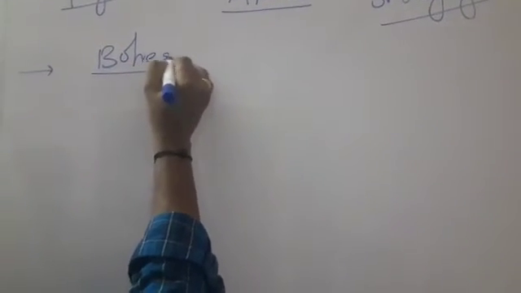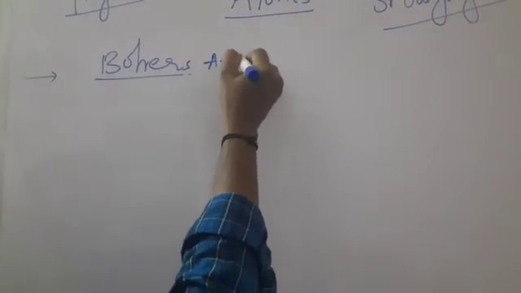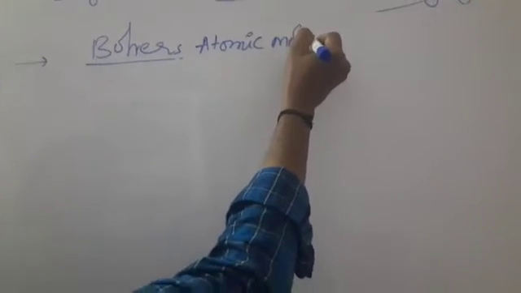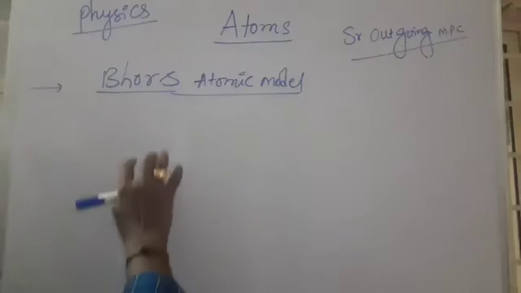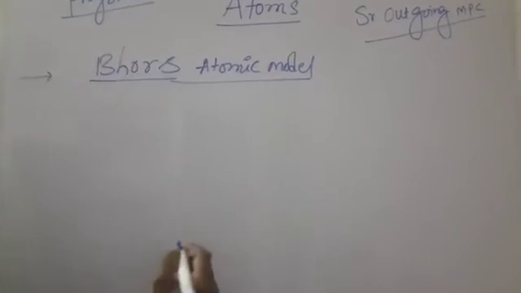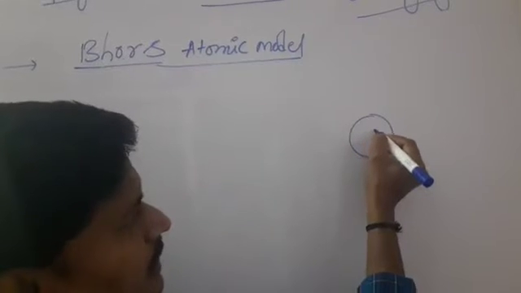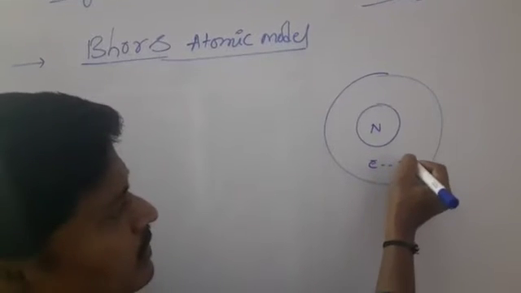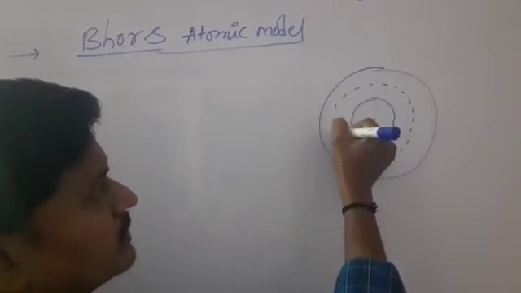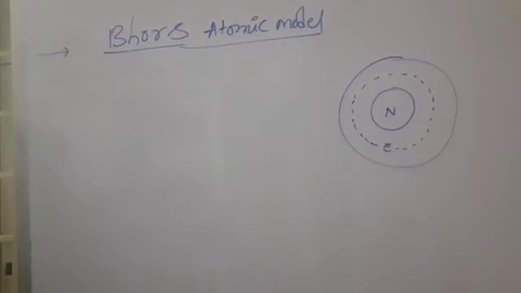Bohr's atomic model. According to this theory, this is the nucleus of the atom. Electrons revolve around this nucleus in stationary orbits. Fixed orbits are called stationary orbits.